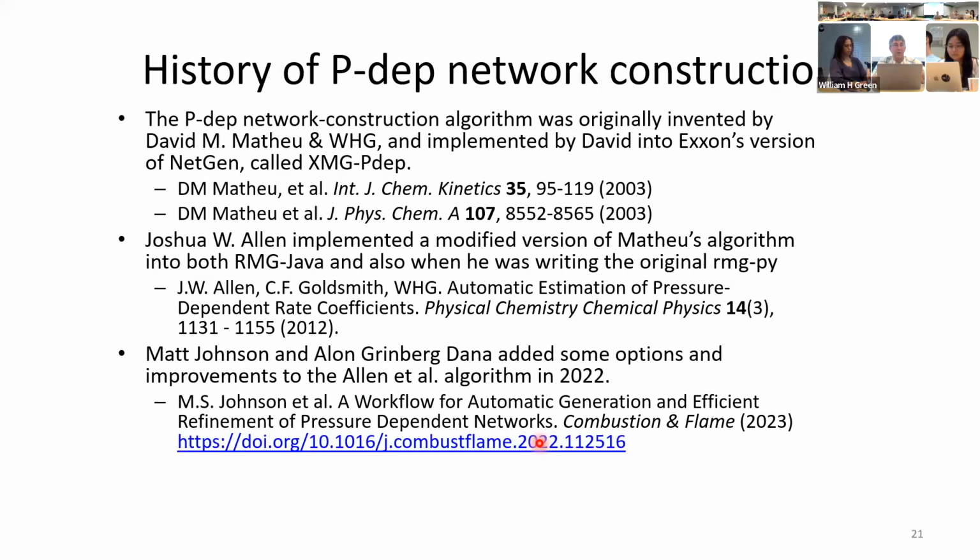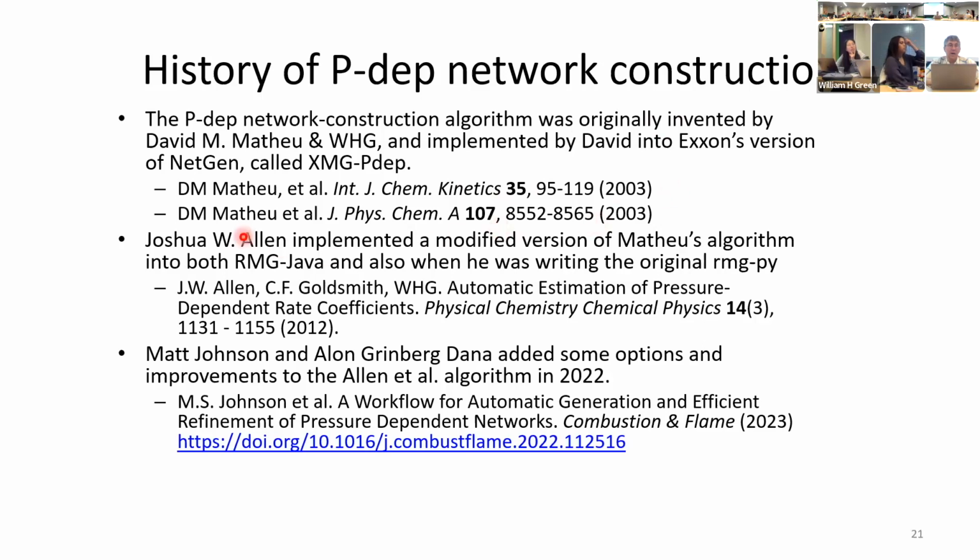And just to end with a little history of this, the pressure-dependent construction algorithm was invented by David Matthews, who was my first PhD student. And at that time, he implemented it into a software that, unfortunately, Exxon owned the copyright. They would not allow it to become public. So we were able to publish results using it, and to publish the paper and the algorithm. But then we decided to switch, and actually this is part of the impetus why we created RMG in the first place. So it was to have an open source version.